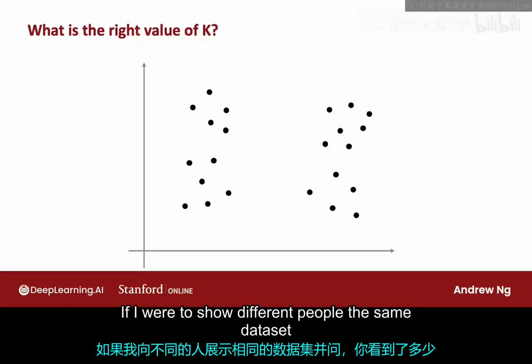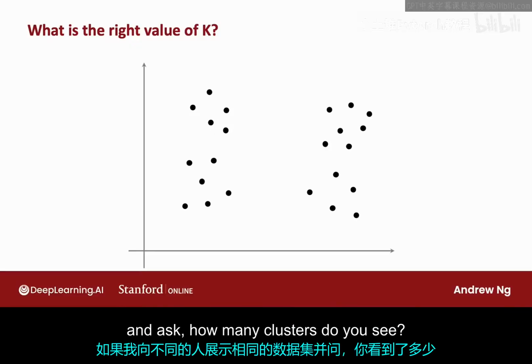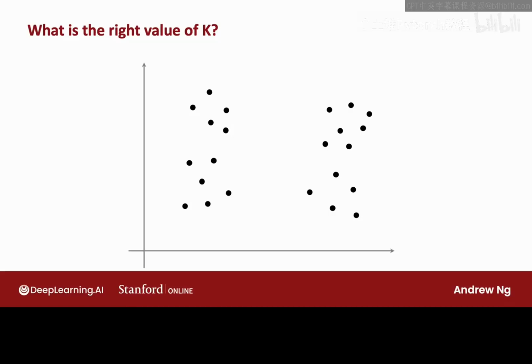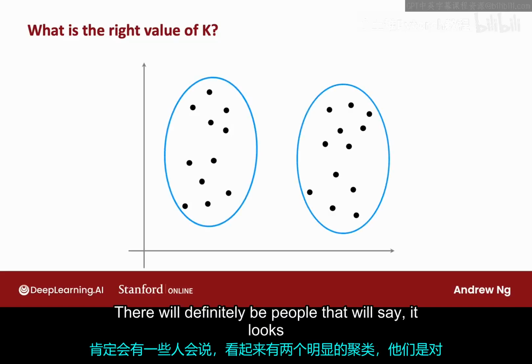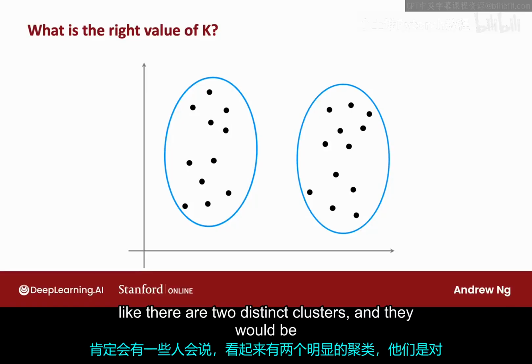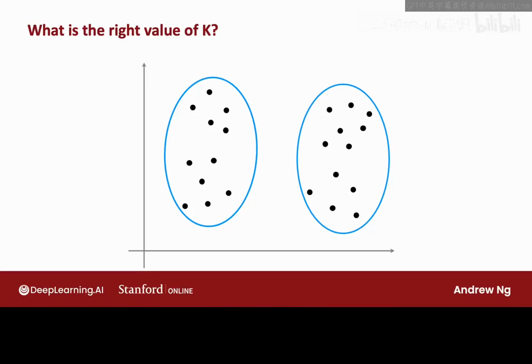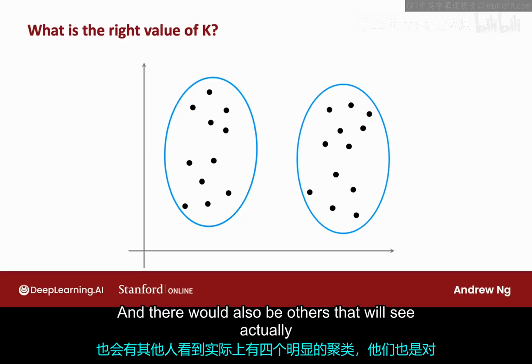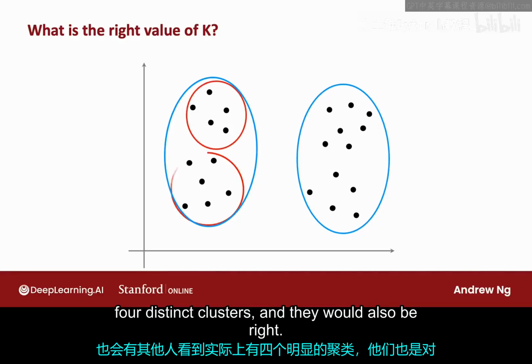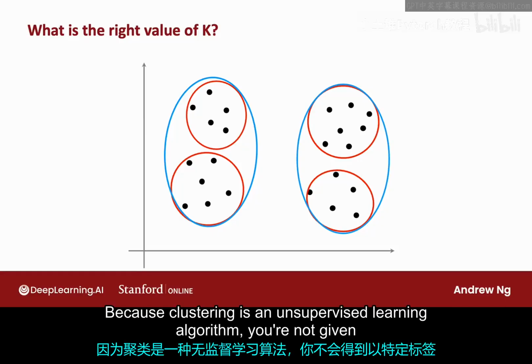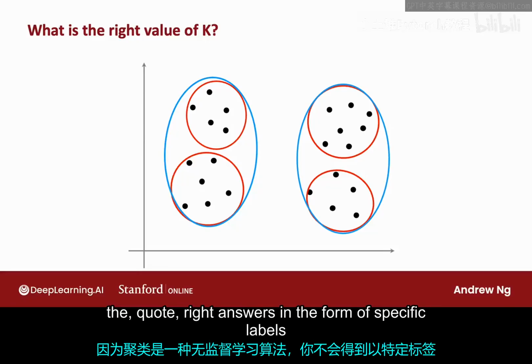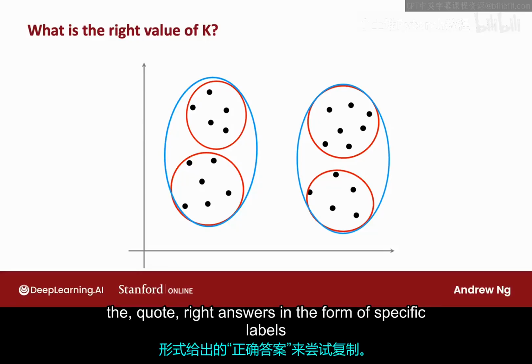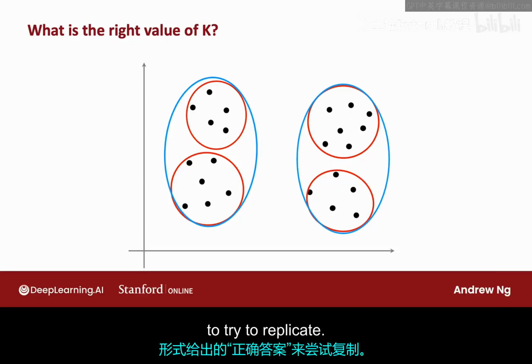If I were to show different people the same data set and ask, how many clusters do you see? There will definitely be people that will say, oh, it looks like there are 2 distinct clusters, and they would be right. And there would also be others that will see actually 4 distinct clusters, and they would also be right. Because clustering is an unsupervised learning algorithm, you're not given the, quote, right answers in the form of specific labels to try to replicate.